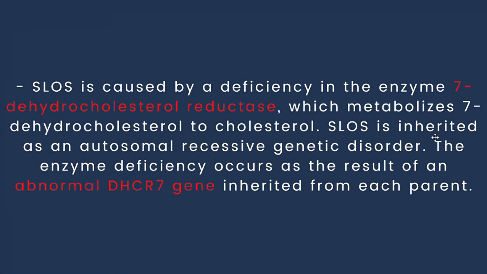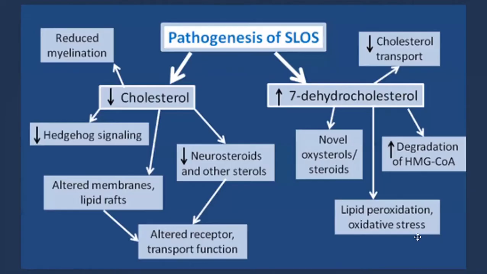SLOS is caused by a deficiency in the enzyme 7-dehydrocholesterol reductase, which metabolizes 7-dehydrocholesterol to cholesterol. SLOS is inherited as an autosomal recessive genetic disorder. The enzyme deficiency occurs as a result of abnormal DHCR7 gene inherited from each parent. So basically, mostly the males are affected with this kind of abnormality. Next slide.